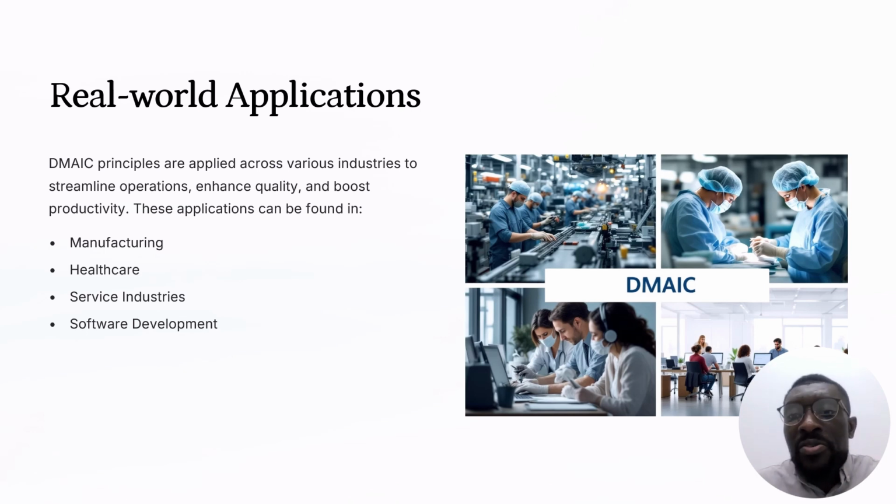So you will be wondering, okay, why do we even care, and how is that applicable in the real world? Well, the DMAIC principle applies across various industries to streamline processes, enhance quality and boost productivity. One example would be manufacturing. An example was me working as a process engineer to improve that. And second was healthcare. You can apply that in healthcare as well as services and software development. And I think the picture on the right hand side illustrates that much better.